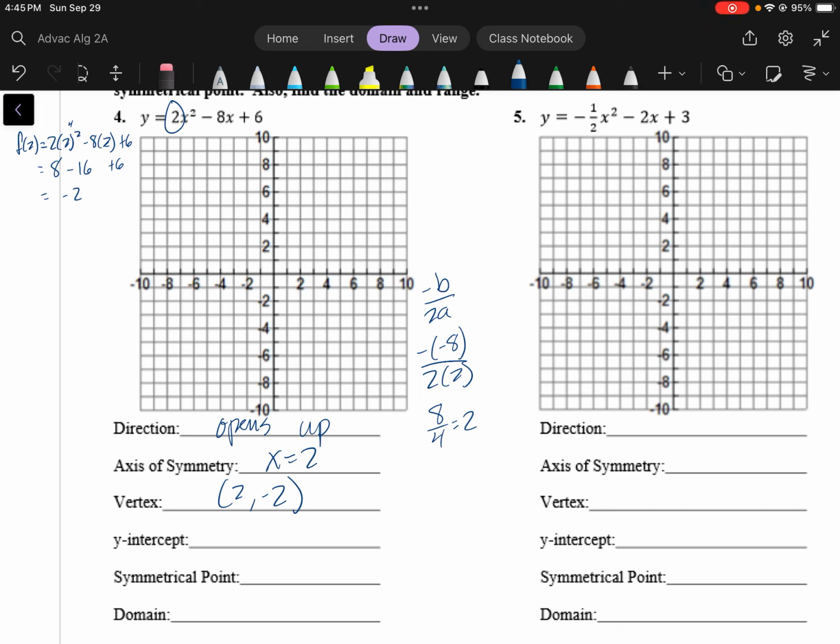Okay? If you would like to graph things as you find them, that's totally fine. Sometimes I do them all at the same time at the end, or I do it as I find it. It just kind of depends, but it does not matter, whatever works for you.